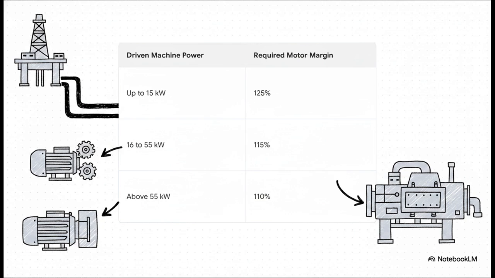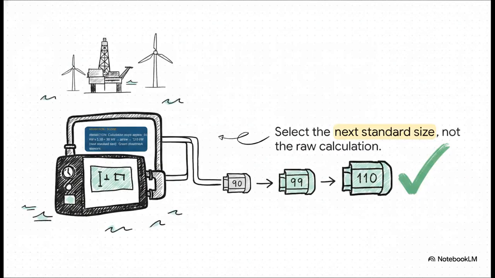If your driven machine power is up to 15 kilowatts, you apply a 125% margin. For 16 to 55 kilowatts, it's 115%, and for the really heavy machinery above 55 kilowatts, you're going to use a 110% margin. Let's actually look at how this plays out mathematically. Say you've got an instrument air compressor that requires 90 kilowatts of mechanical power. That falls into the above 55 kilowatts category. So we take 90 kilowatts, multiply it by our 1.10 margin, and we get 99 kilowatts.